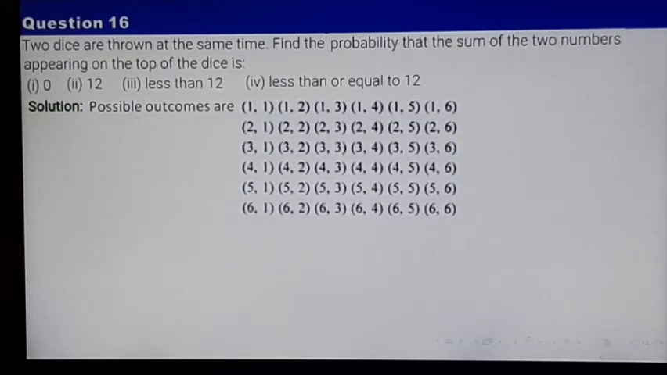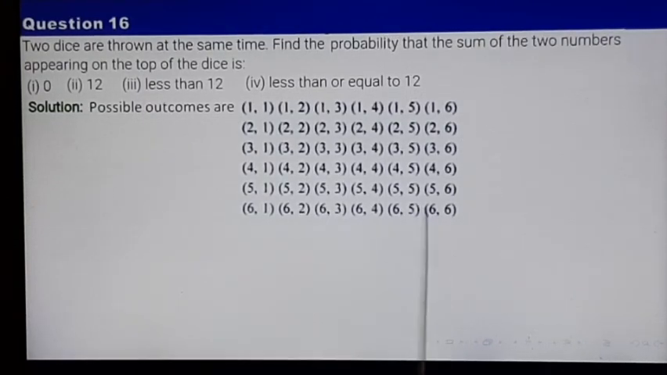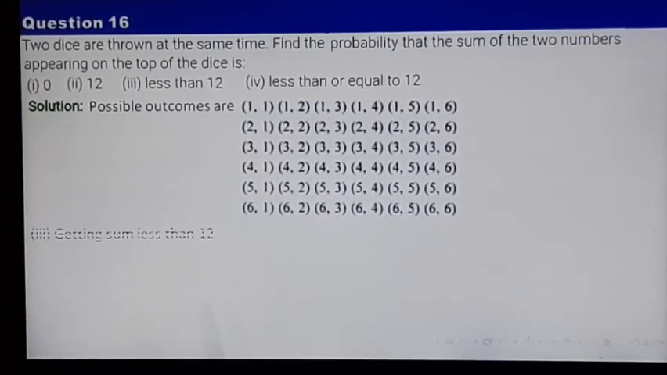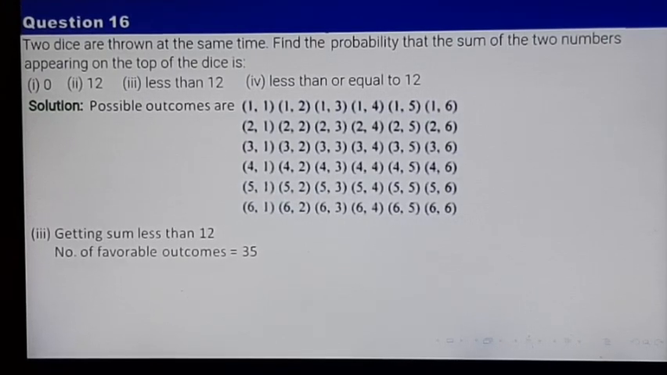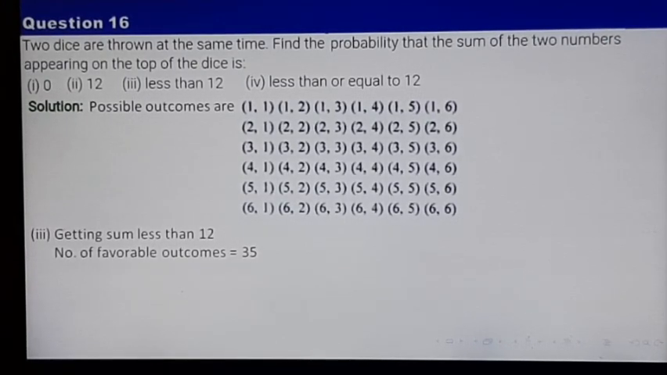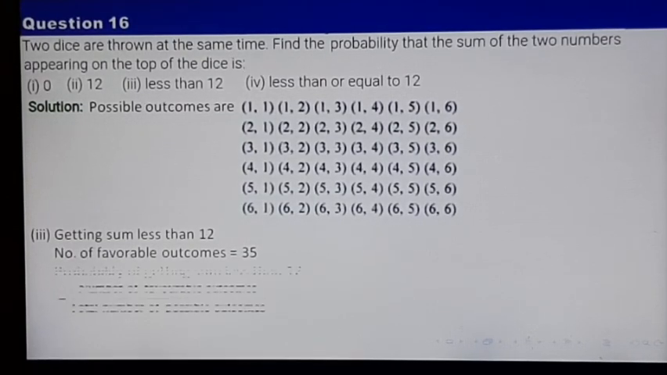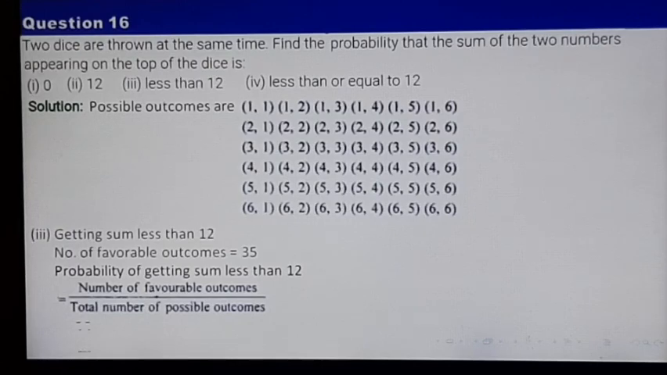Let's move on to the third question, less than 12. If you see here, only this is giving me 12. Others are giving me less than 12, right? So the favorable number of outcomes will be 35 here. Only this is giving me 12, and all the others, the remaining 35, are giving me a sum less than 12. That's why the number of favorable outcomes is 35 and the probability will be 35 by 36.